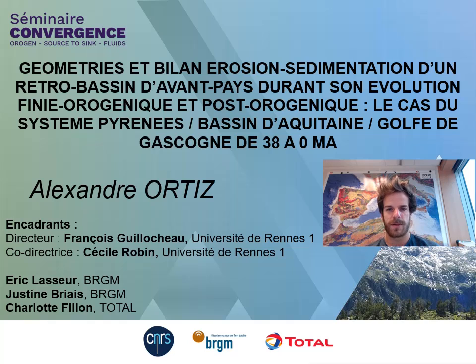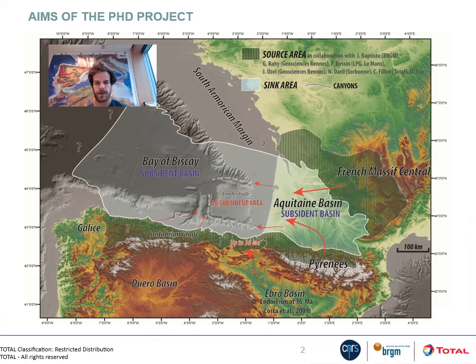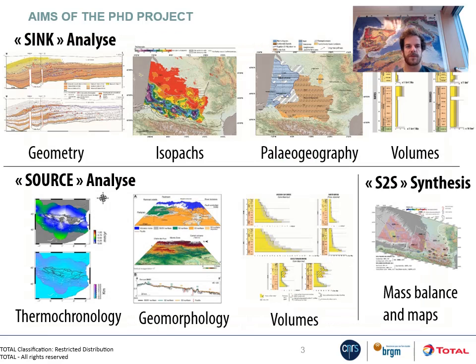Hello everyone, so I will present in this video some results of my PhD that I performed in the Source to Sink project at Rennes University. The aim of my PhD was to perform a source to sink analysis of 4 domains: the two Pyrenean retroflow basins, Aquitaine and Bay of Biscay basin, and the two reliefs feeding these basins, the Pyrenees and the French Massif Central. The methodology of this study is split in 3 parts.